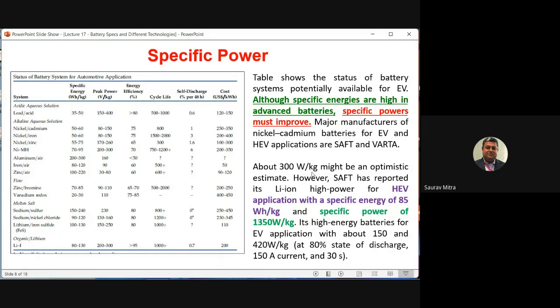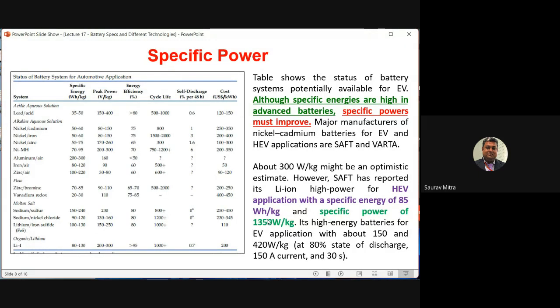About 300 watt per kg might be the optimistic estimate. However, SAFT had reported its lithium ion battery has a capacity of 85 watt hour per kg, specific power of 1350 watt per kg. So these are the units. What is the unit of specific power? You can write down: specific power unit is watt per kg, and specific energy unit is watt hour per kg.